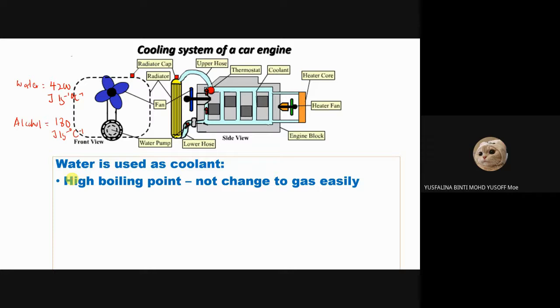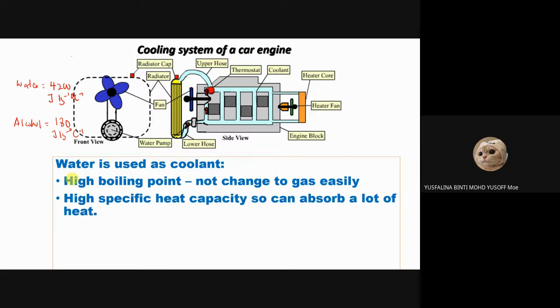So the first reason is the high boiling point, so it does not change to gas easily. High specific heat capacity, so it can absorb a lot of heat. If it absorbs 4,200, it rises only 1 degree Celsius. So that's a lot. Another reason is that it is abundant and economical. Water can be found anywhere, right? So it's cheaper and saves costs.